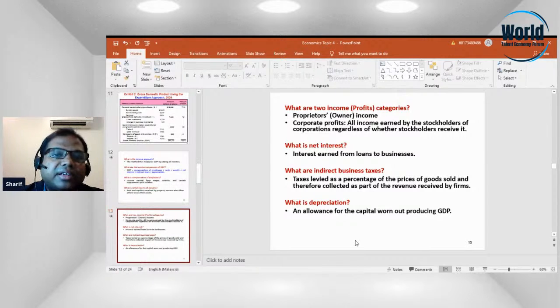What is net interest? Interest earned from the loans to business. What are indirect business taxes? Taxes levied as a percentage of the price of goods sold and therefore collected as part of the revenue received by firms. What is depreciation? An allowance for the capital used up in the production of GDP.